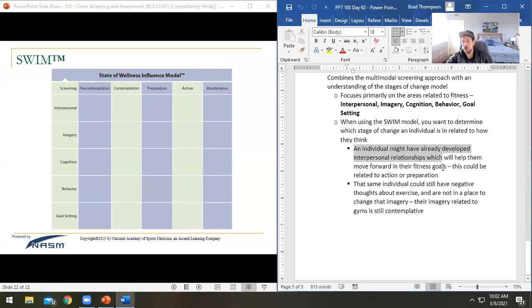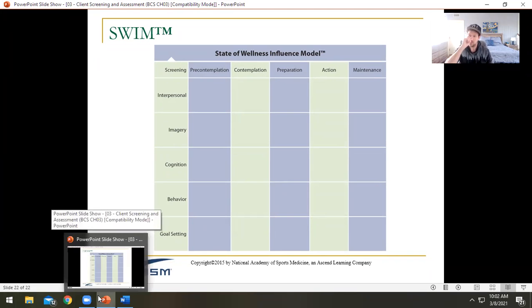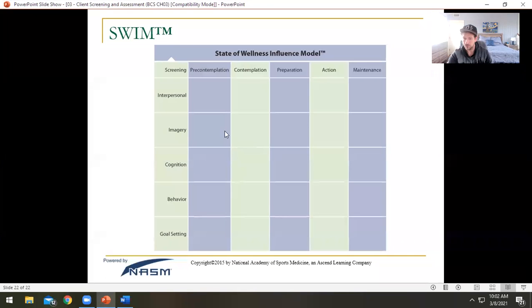So that same individual who may have already developed some good, healthy interpersonal relationships could have negative thoughts about exercise. So cognition-wise and imagery-wise, they're still very much in the contemplative stage. They're like, I'm here exercising regularly because my doctor told me to. That's what's important. But are you passionate? Are you excited? And they're like, not really, I'm just doing it because I was told to. All right, so cognition and imagery wise, they have a negative outlook and negative thoughts about exercise. We want to get them to a place where they are excited about it.